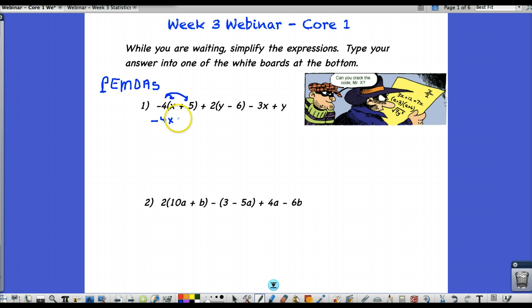So we can do plus, but now look at what we're multiplying. We're multiplying the -4 times the 5. So what we have is -20. So we would write -20. And I know some of you might take a shortcut and just write it as -4x minus 20, and that's fine too. It's the same thing as -4x plus a -20.